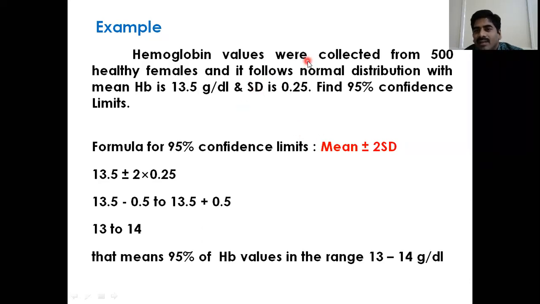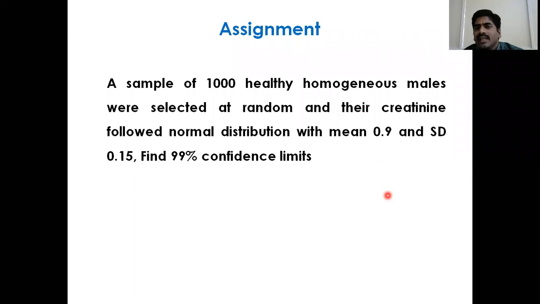If data follows normal distribution, 95% confidence limits, mean plus or minus 2 standard deviation. We know the mean value and standard deviation, and these are the limits. This is the way we have to calculate normal limits in biological data. Okay. So this is the assignment.